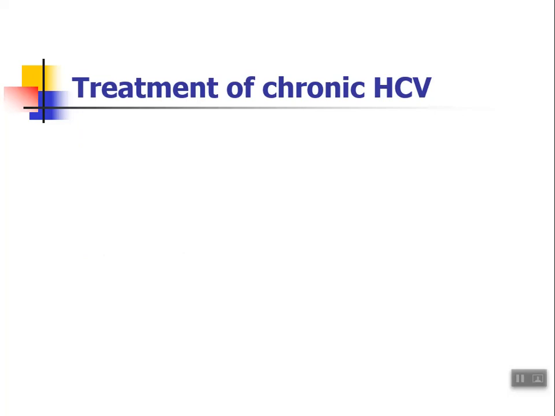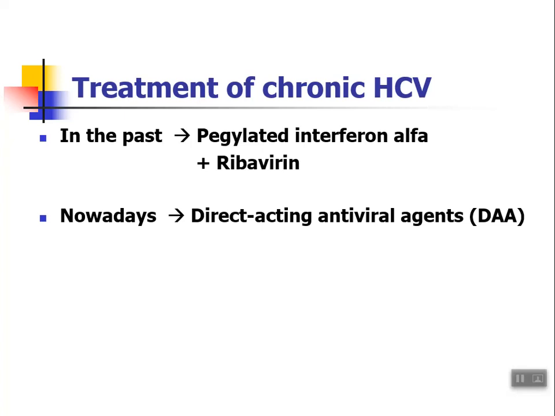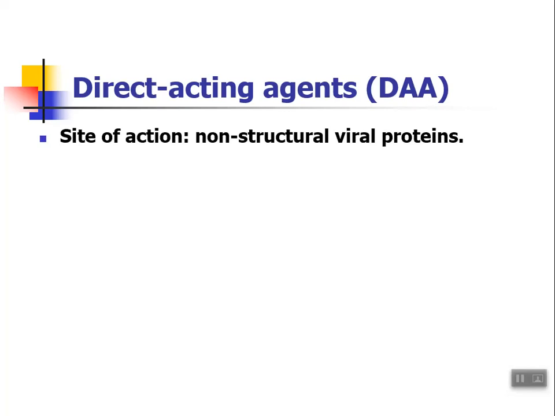Treatment of chronic HCV. In the past, pegylated interferon alpha, later plus ribavirin. Nowadays, direct acting antiviral agents plus or minus ribavirin. Direct acting antiviral agents, site of action: non-structural viral proteins. Non-structural viral proteins are the site of action of direct acting antivirals.